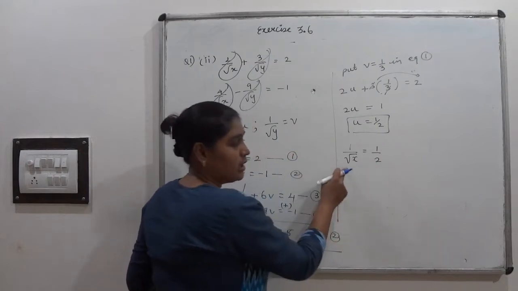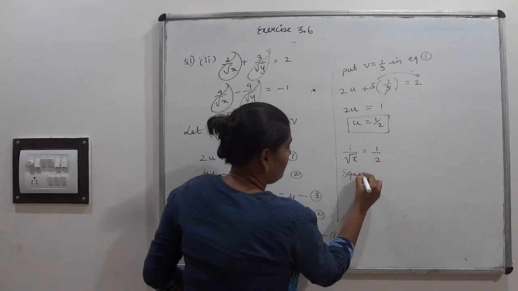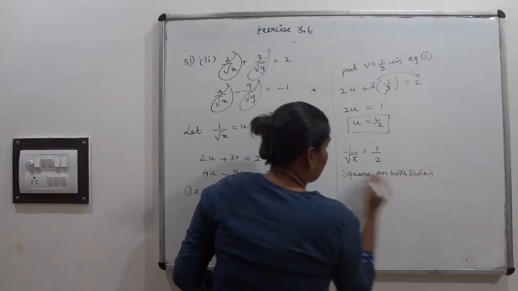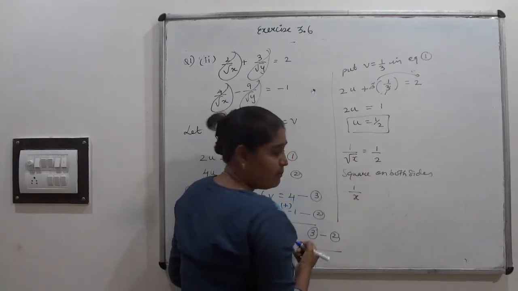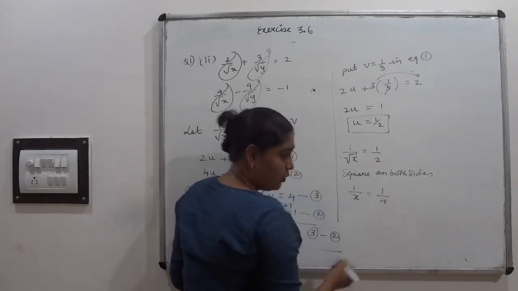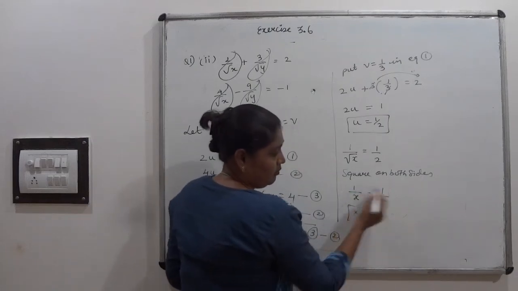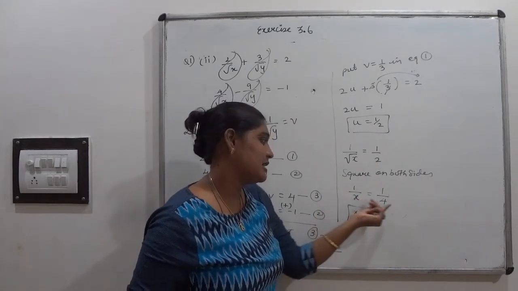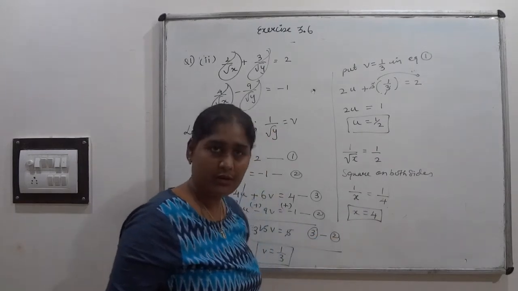Square on both the sides so that the root is cancelled. Squaring, 1 upon root x the whole square is simply 1 upon x, is equal to 1 by 2 squared, you will get 1 by 4. So x is equal to what? 4 came. See why? Numerator is 1, here also 1. Denominator is x here and here what is the denominator? 4. So x is equal to directly 4 we can write.